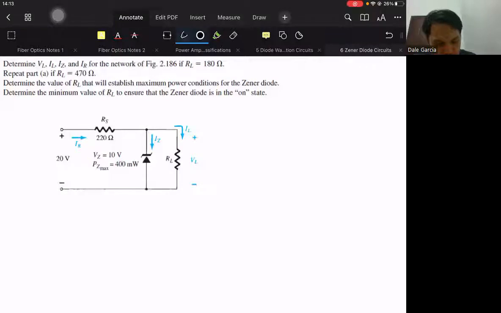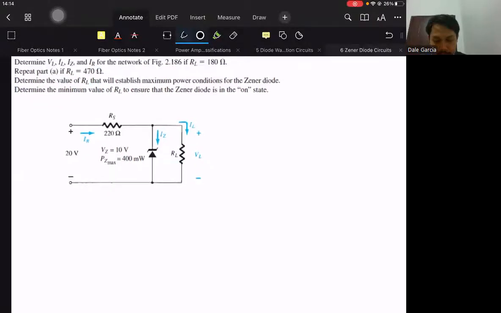Determine VL, IL, IZ, IR for RL equal to 180. Repeat if RL is equal to 470. Determine the value of RL that will establish maximum power condition for the Zener diode. And determine the minimum value of RL to ensure that the Zener diode is in the on state.